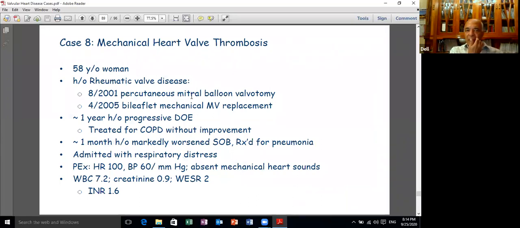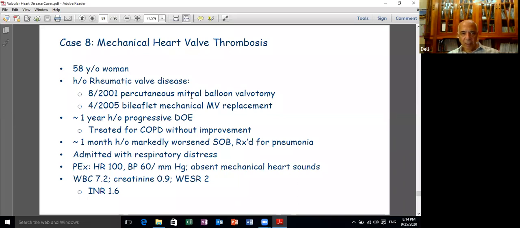So we have our last case for the valvular disease, and then we'll have questions after that. Case number 8 is a 50-year-old woman with rheumatic valve disease. In 2001, she got a percutaneous mitral valve valvotomy. Within a few months, she got restenosis. So 4 years later, she got a bileaflet mechanical mitral valve replacement.